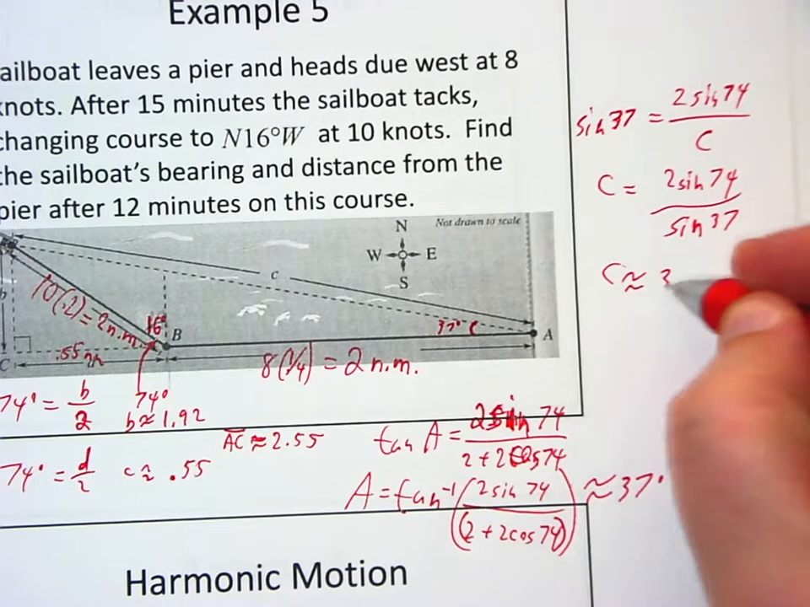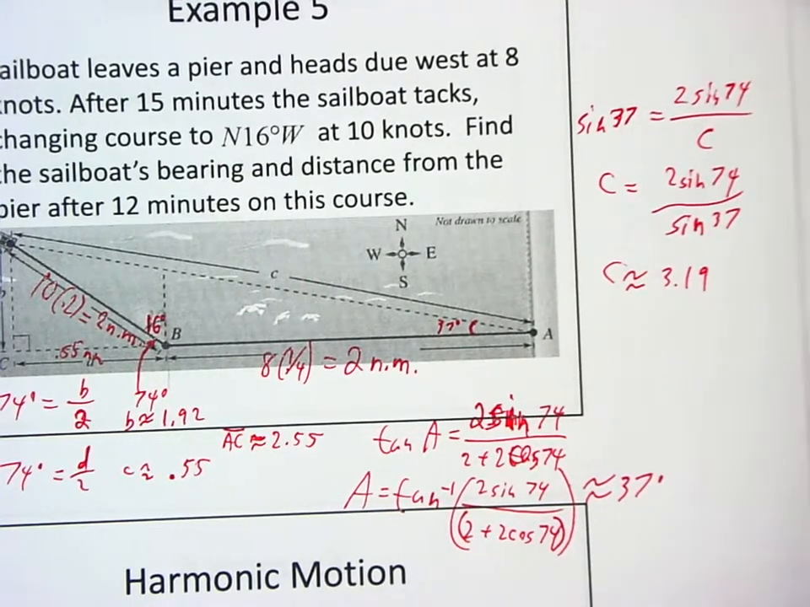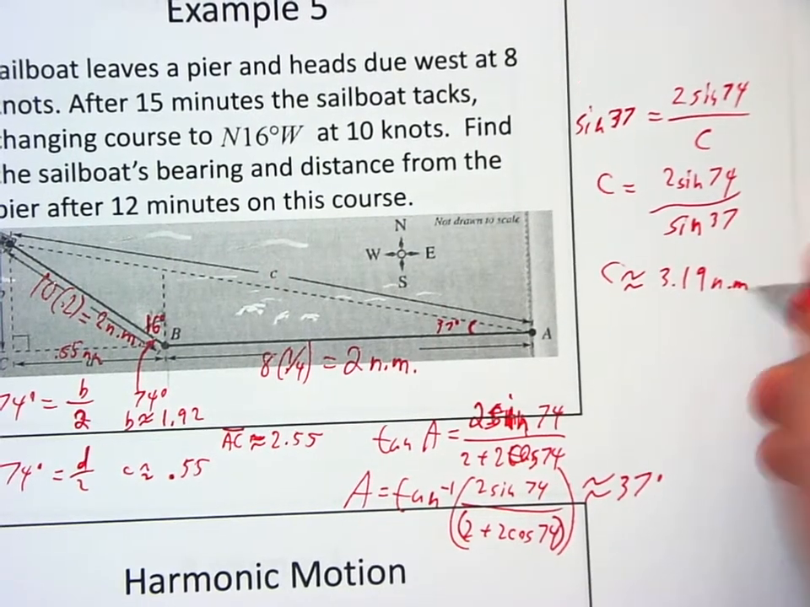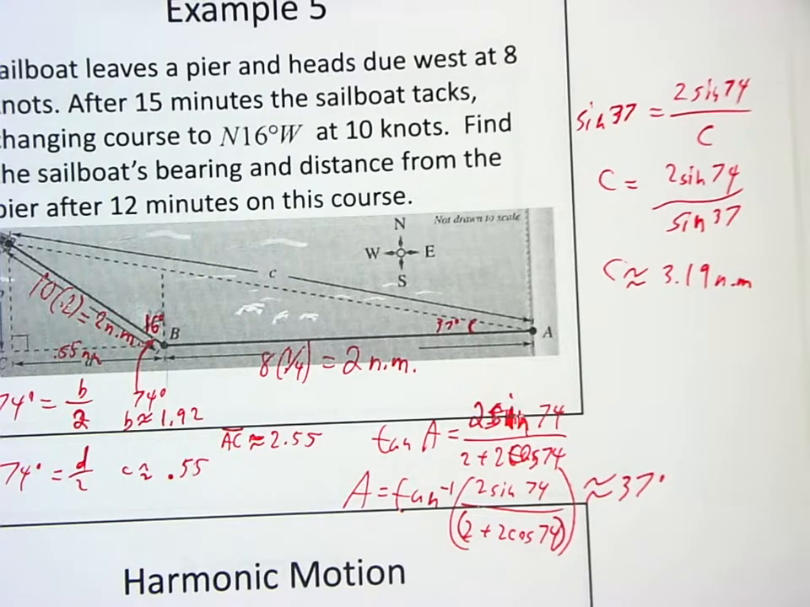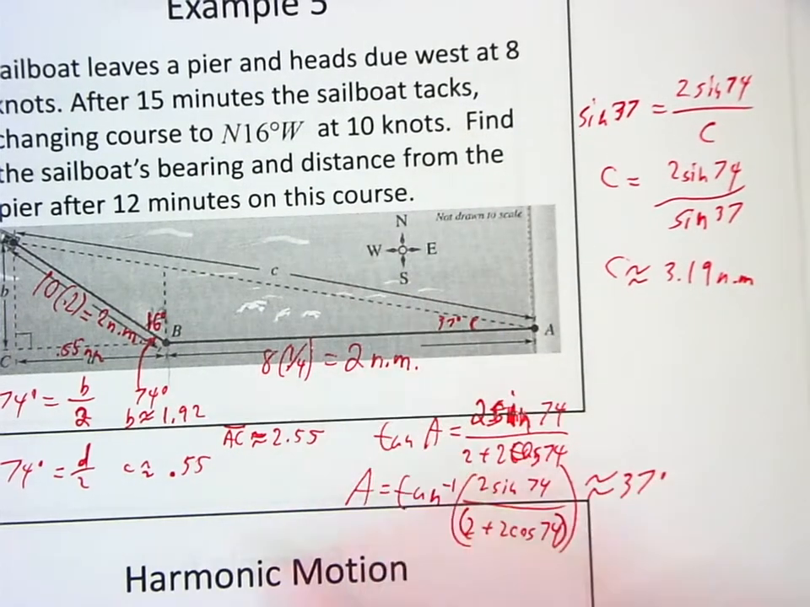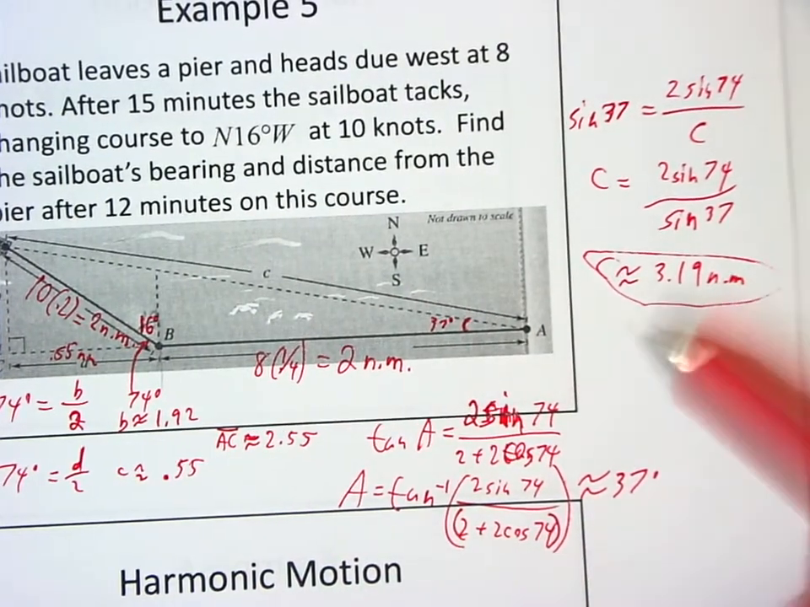3.19? Anybody else? What would be the units on that? Nautical miles. Okay, so then my answer says find the bearing and the distance. Well, I got the distance, but I don't actually have the bearing here.